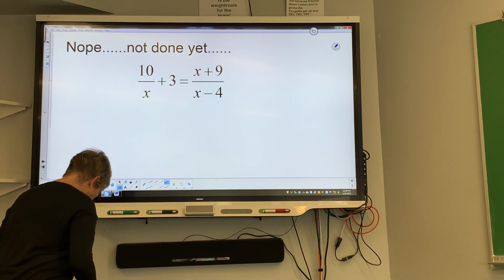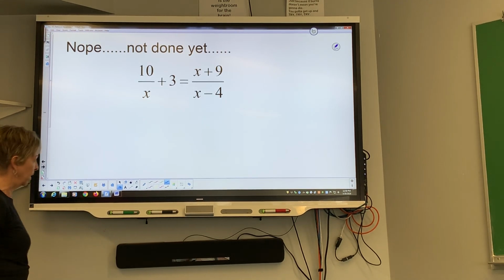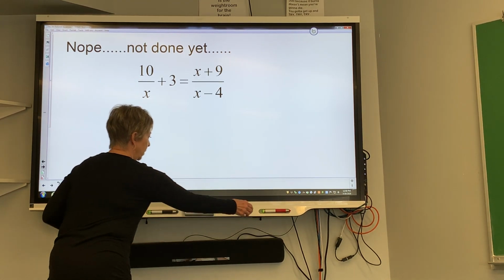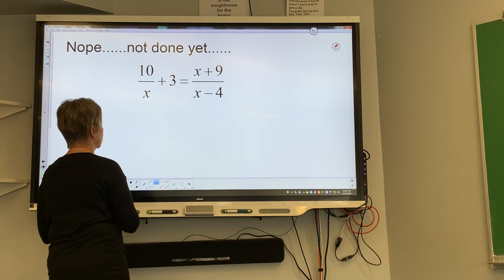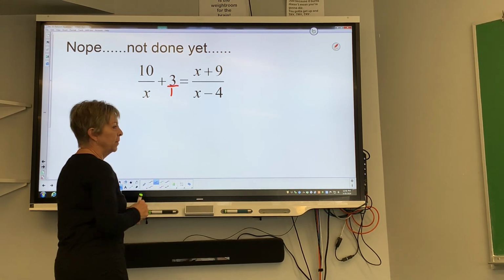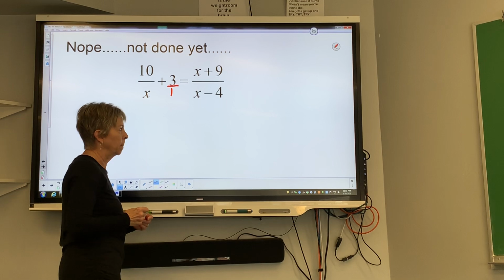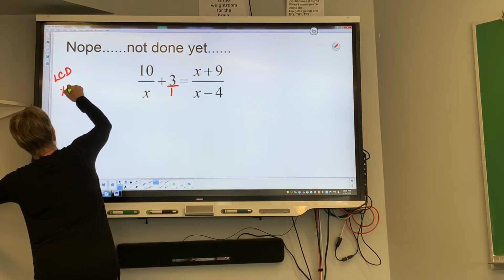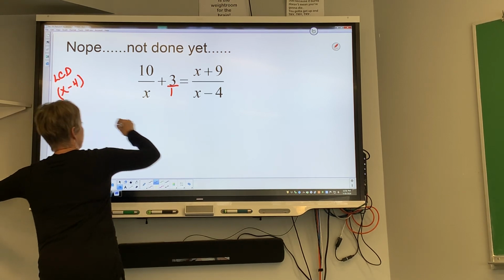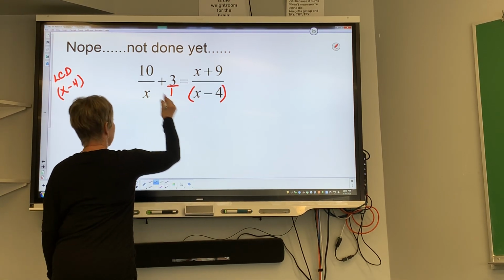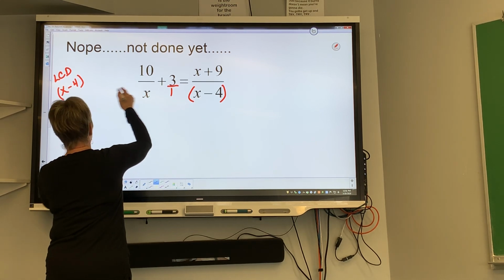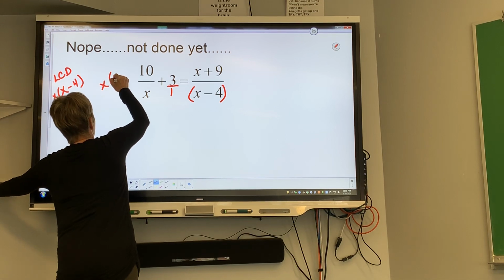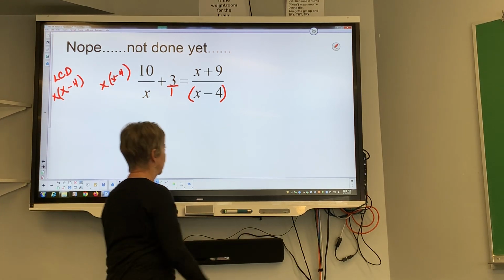One more. Bear with me. You can go pause it and get something to eat if you want or whatever, but I'm going to move on. Okay, now in this one, we need to remember that that 3 is like 3 over 1. So I know that you're going to want to try to tell me that the LCD is just x minus 4. But remember, x is not a factor of that, so we also need our x there. So I'm going to multiply both sides by x times x minus 4.